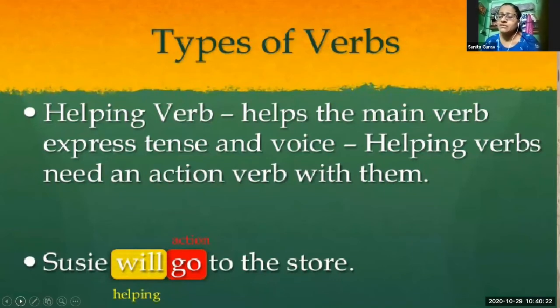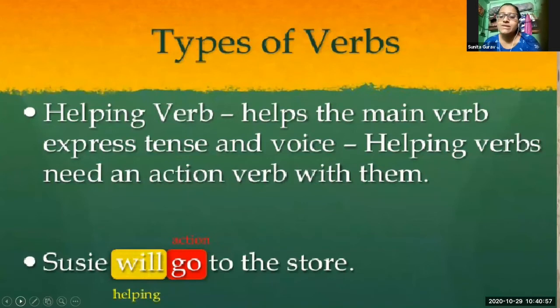Keep it in mind that helping verb always needs an action verb. Without the action verb, helping verb cannot work. Helping verb merely helps. It does not do any other thing inside the sentence. For example, will, shall, might, may, should. These all come under the helping verb, children.